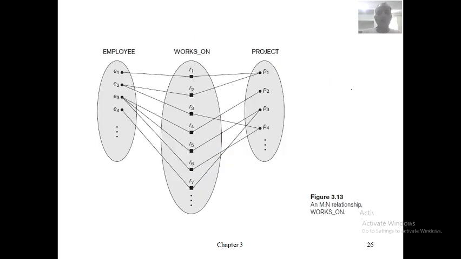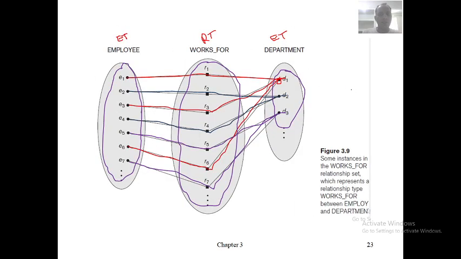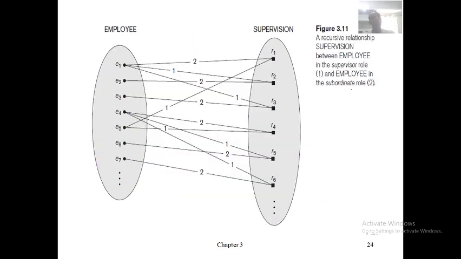Okay. Now let me come back to this. Now, employee and supervisor. This is another relationship type. It is the same as a recursive relationship type. Why is it recursive? Because the entities are both the same. Both entities are the same.